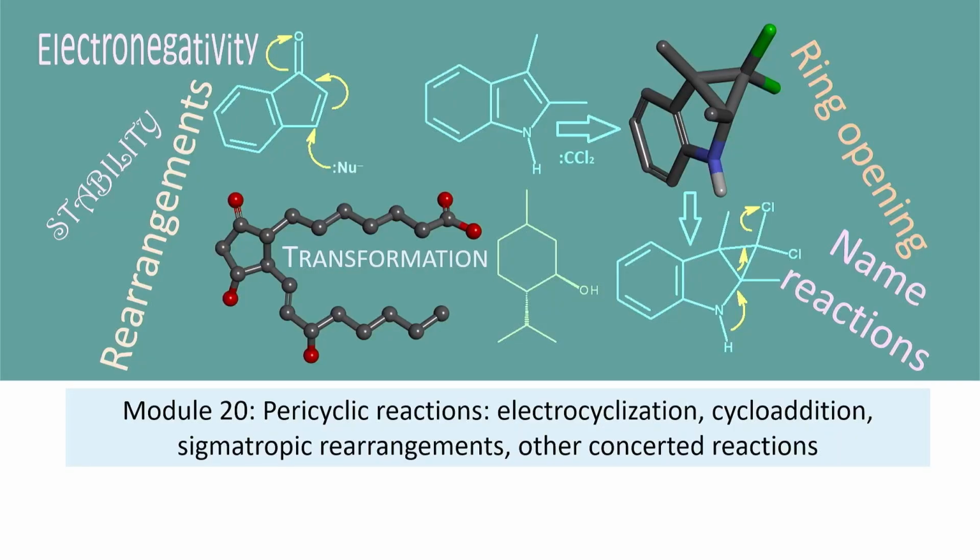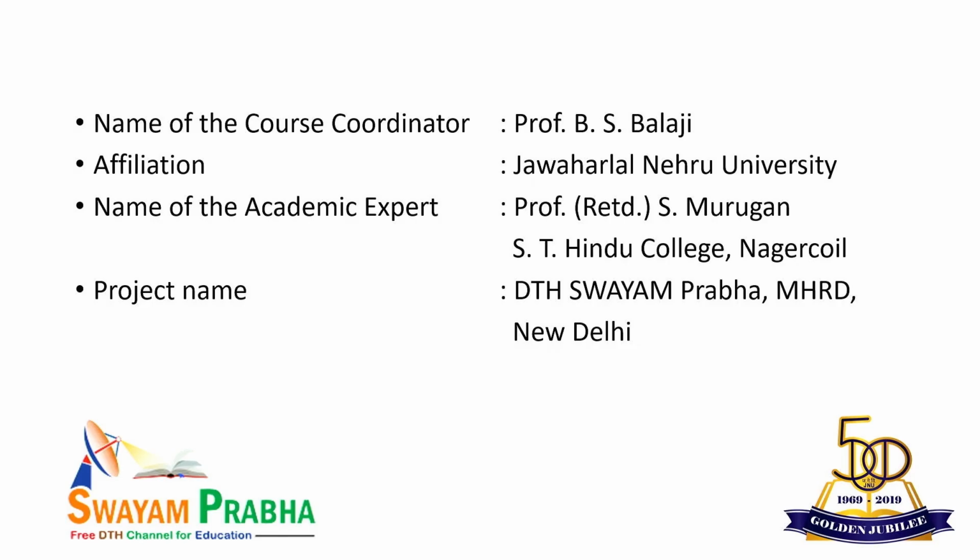A logical and a systematic approach to solving organic chemistry problems for CSIR-NET. In module 20, we will be looking at pericyclic reactions, mainly electrocyclization, cycloaddition, sigmatropic rearrangements, and other concerted reactions. I am Professor Balaji, currently working at Jawaharlal Nehru University. This project is sponsored by DTH Swayam Prabha, MOE, New Delhi.